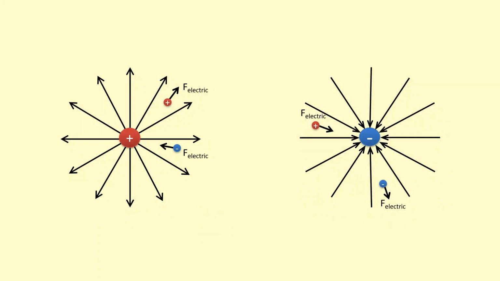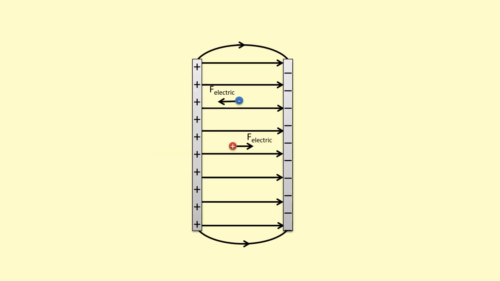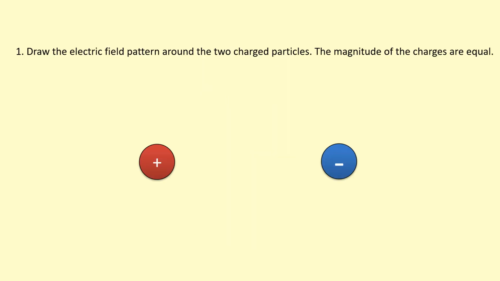Here's an electric field pattern around an isolated positive charge and an isolated negative charge. These are radial field patterns. And here's a uniform electric field pattern, which is between two parallel plates. Now I'm asked to draw the electric field pattern around two charged particles.